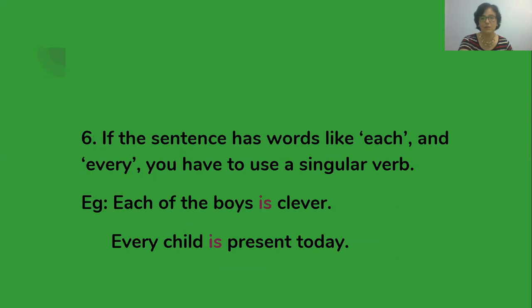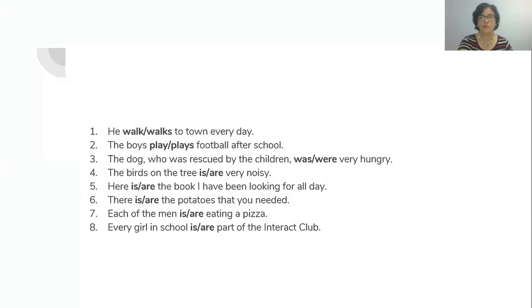So each of the boys is clever because you're not looking at boys. Boys is not the subject, but each of the boys is the subject. Each one of them. And in the second example, every child is present today, meaning every one of them. So you're considering one child, not all of them. And then I gave you all these to think of. So hopefully by now you know the first few rules that influence the agreement of the verb with the subject.